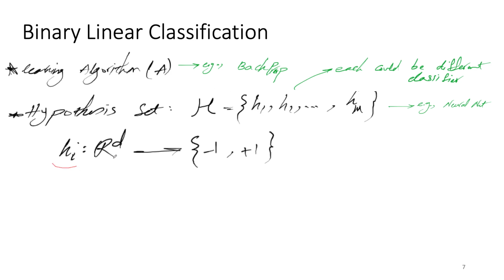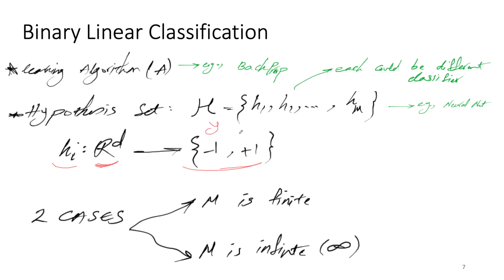Each of those classifiers needs to be a function that maps R^d space to either -1 or +1, because it's a linear classification, right? So in general, if we talk about the hypothesis set, this M could be two cases, right? Either it's finite or it's infinite. Let's see some examples of these two cases.